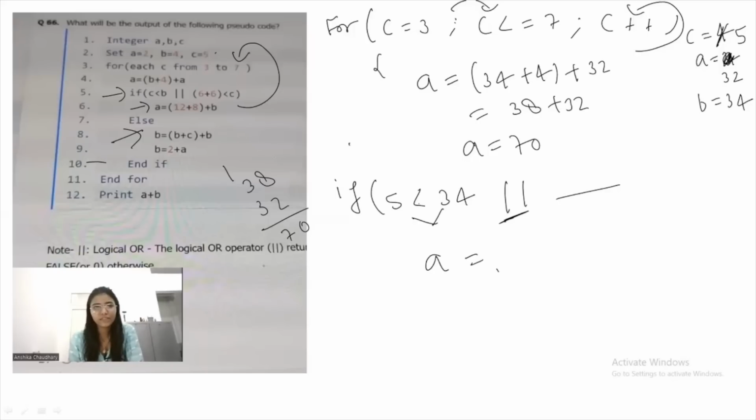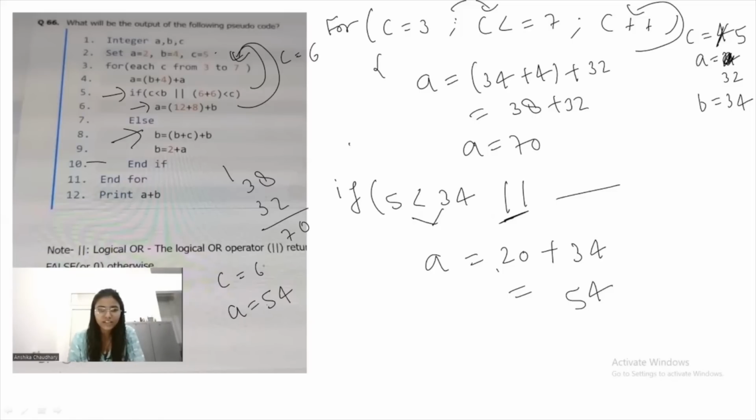So from here, the A value will be updated to 12 plus 8. That means 20 plus B. B value was 34 last time, right? So it will become 4 and 3 plus 2 will become 54. So from here, A value will change to 54. We will not go into the else part and we will go here. C value will be 6 now. Okay. So I am writing here the changed value. So C is 6. A was 54 last time and B was 34 last time. Right. So let's again do some changes.